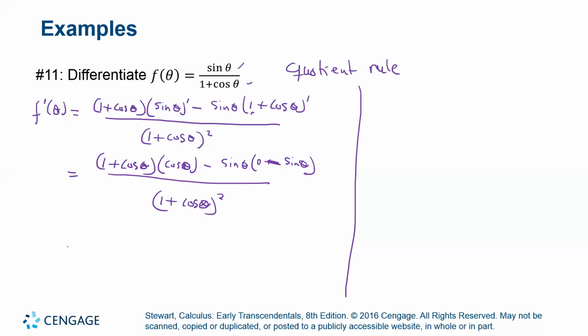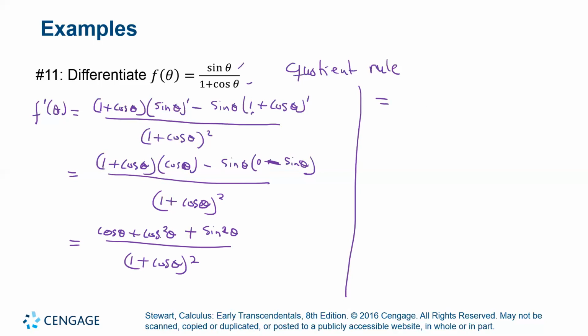Okay. Now, let's multiply this out. So this is equal to cosine times 1 is cosine of theta. Then cosine times cosine is cosine squared. And then minus sine theta times minus sine theta will be plus sine squared theta. Then divided by 1 plus cosine theta, all squared.